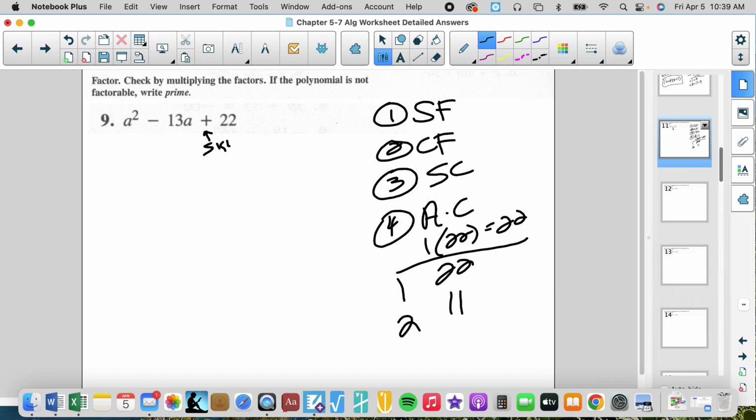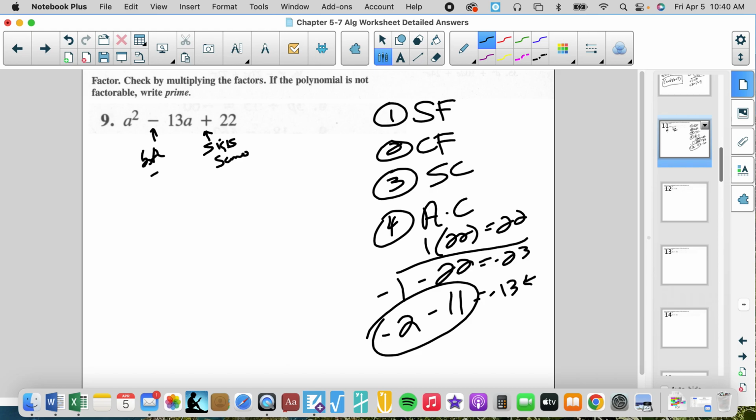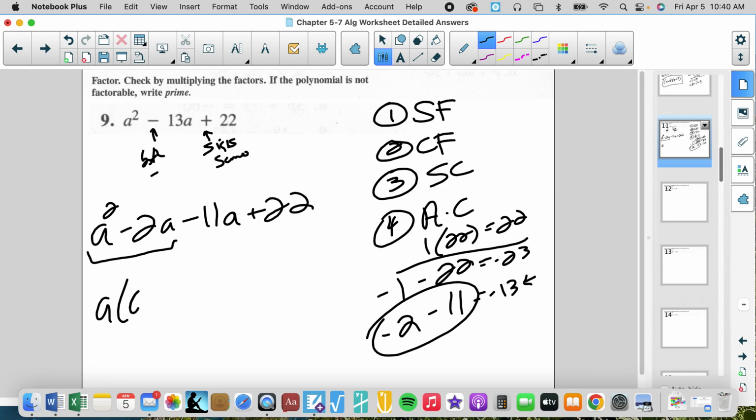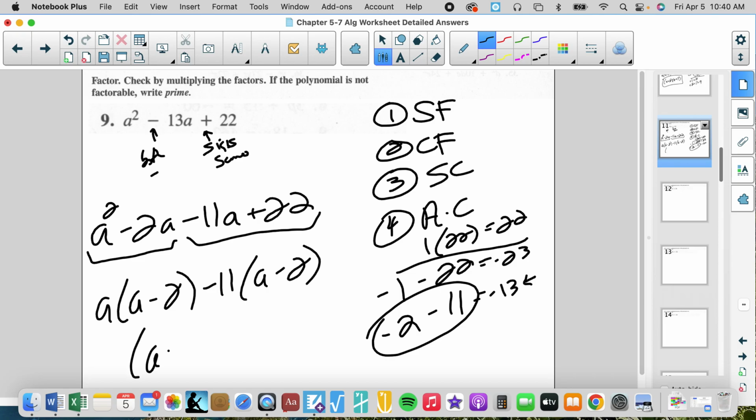So signs are the same. Both are negative. So negative, negative, negative 23, negative 13. My middle is negative 13, so I'm going to use these two as my outside and inside. Negative 2a, negative 11a plus 22. Factor an a out, you get a minus 2. Factor negative 11, you get a minus 2. a minus 2, a minus 11.